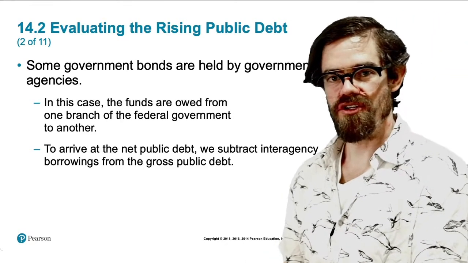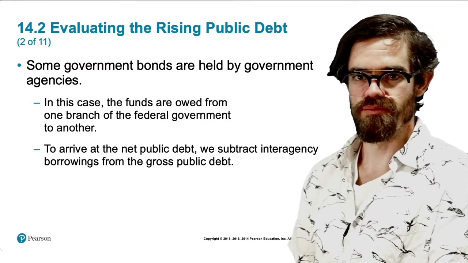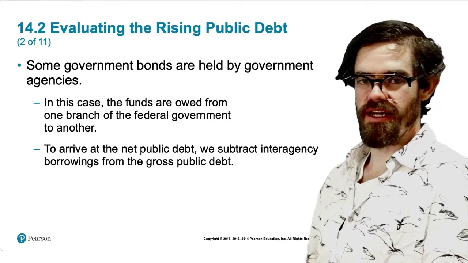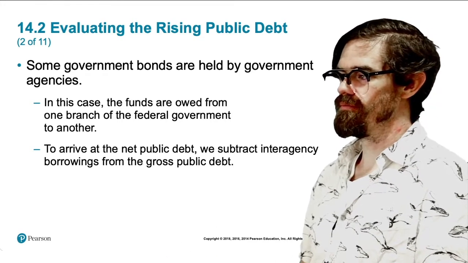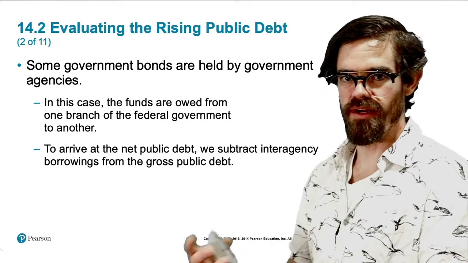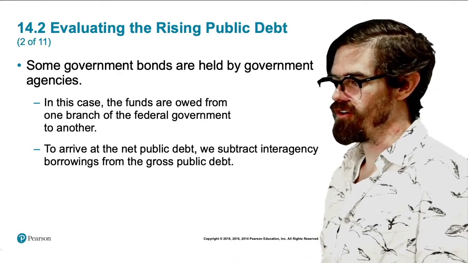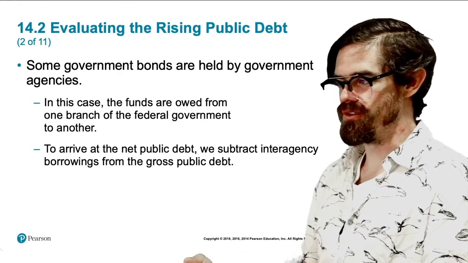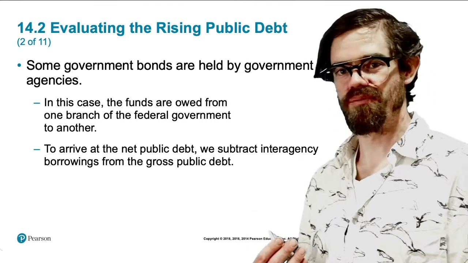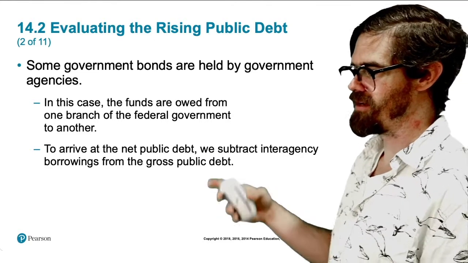And as we've already mentioned, the government raises money by selling bonds. That's how it borrows money, through the sales of bonds. Okay, and so like I said, some government bonds are held by other government agencies, so the government is borrowing and lending to itself. And so in this case, the funds are owed from one branch of the federal government to another, and so we want to subtract this portion of the public debt from gross public debt to arrive at net public debt.